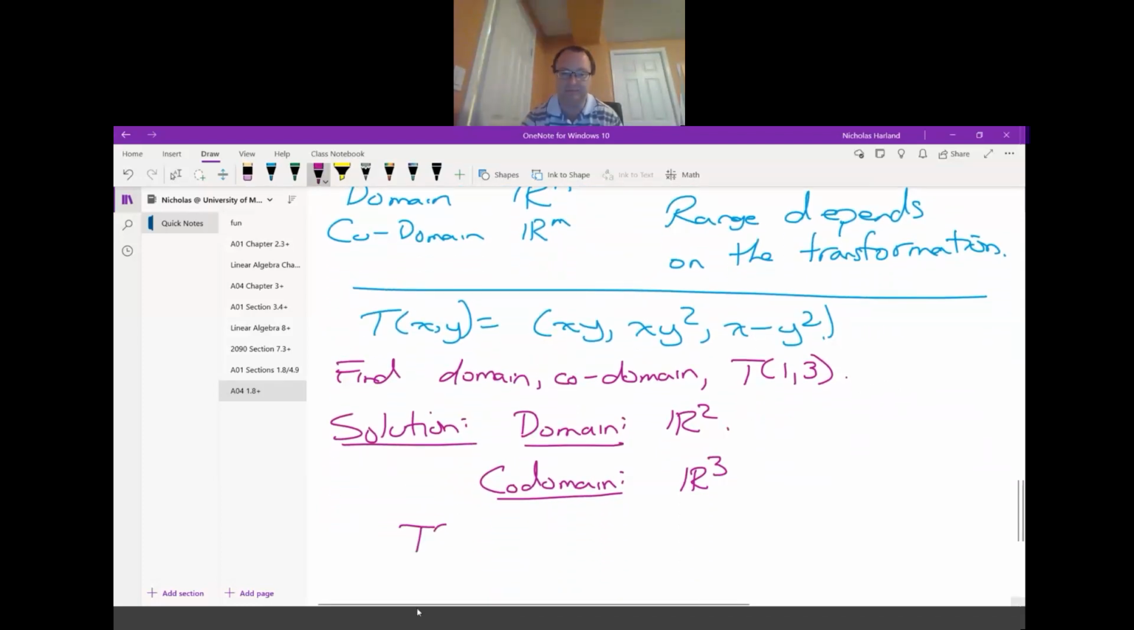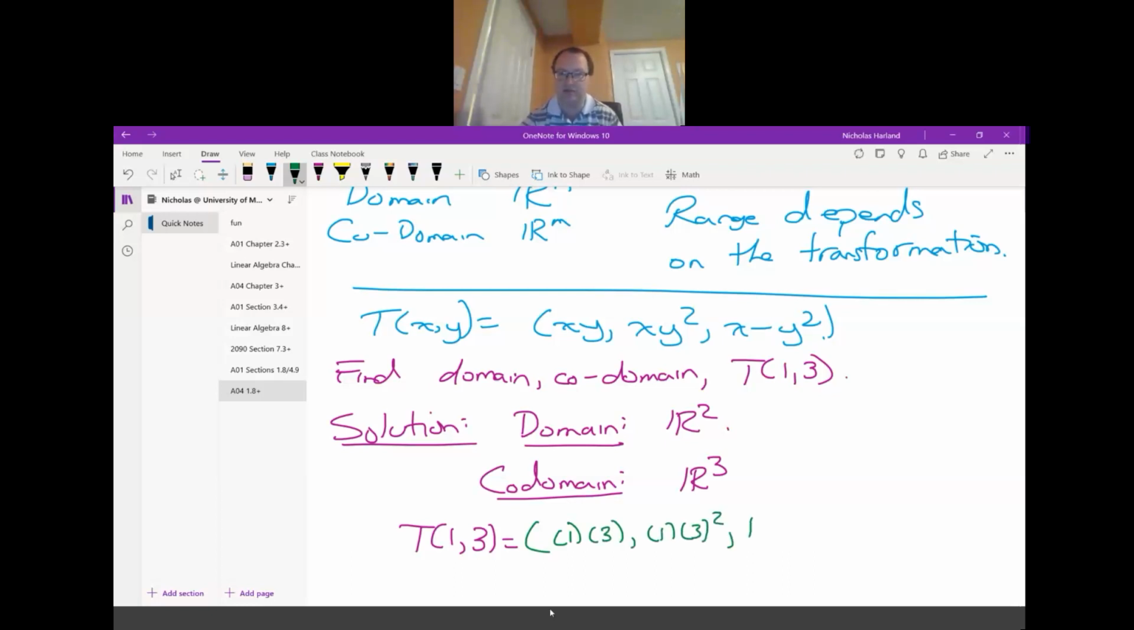All right, how do we find t of 1, 3? Again, no different than functions. Plug 1, 3 in for what and where? Which x and y? There's lots of x's and y's. I see 3 x's and 3 y's. Which ones are we plugging in? Yeah, all of them. So we're plugging in x equals 1 everywhere we had an x. We're plugging y equals 3 everywhere we had a y.